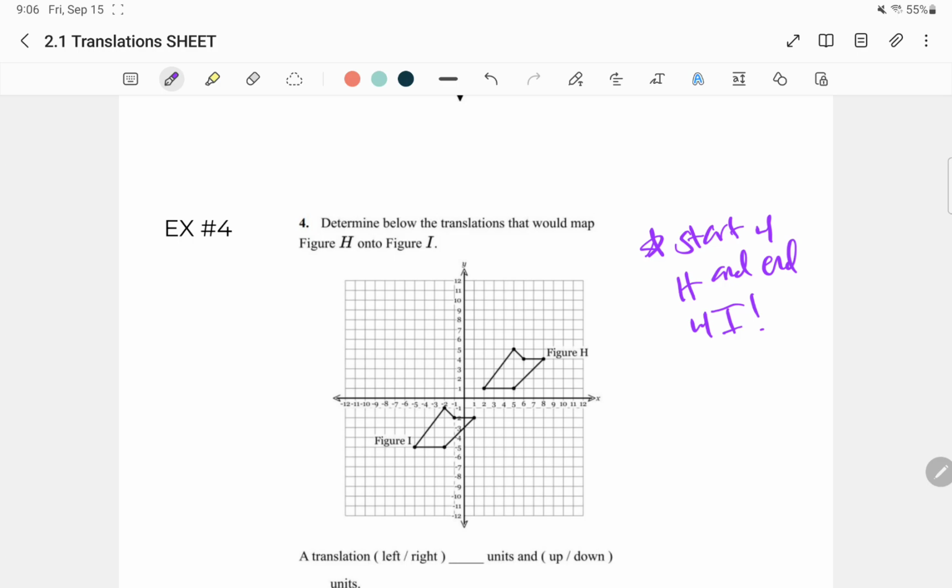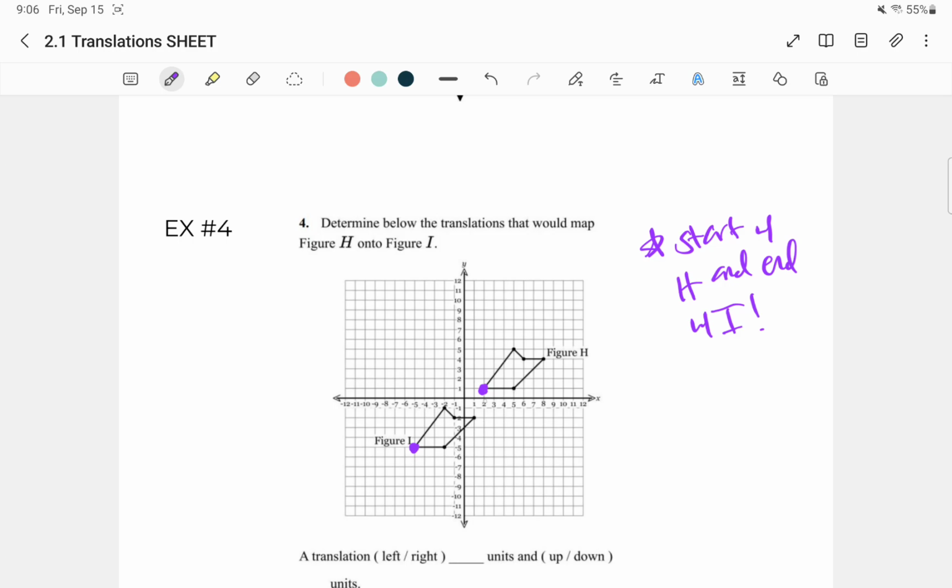I'm also going to just pick a corresponding pair of points here. So like if I choose on H, this bottom left one, that means on I, I'm going to also pick the bottom left one, okay? So pick 2 points, and then we're going to now just count, just like we did before. We're going to count to see how far we've gone over left and right and up and down.